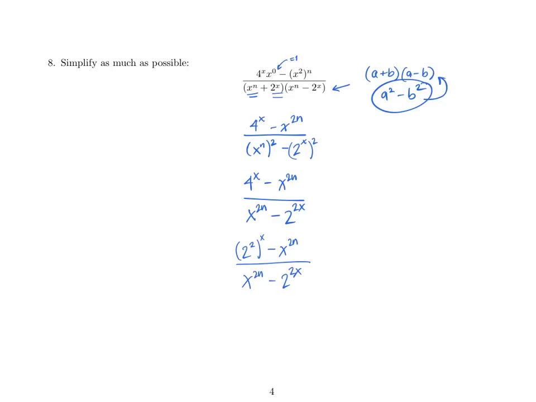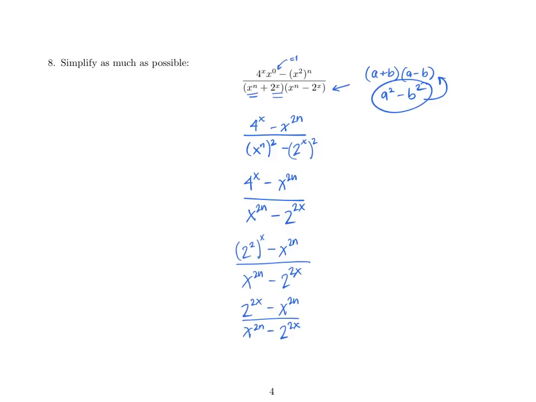It turns out that in our numerator, we're now seeing that everything inside that parentheses is raised to the 2nd power, and then all of that's raised to the x power. So that is 2 to the 2x minus x to the 2nth power over x to the 2nth power minus 2 to the 2x power. So what's interesting is that we now have identical terms in the numerator and denominator.